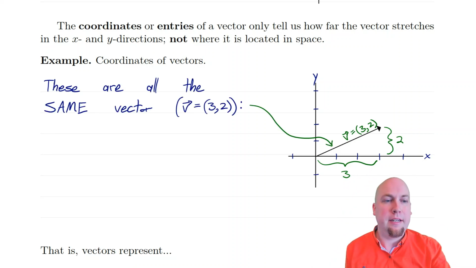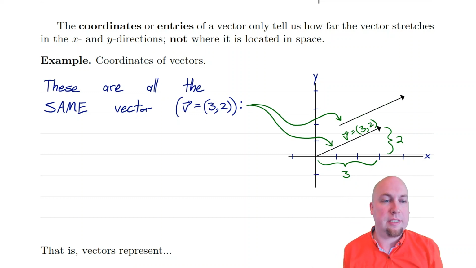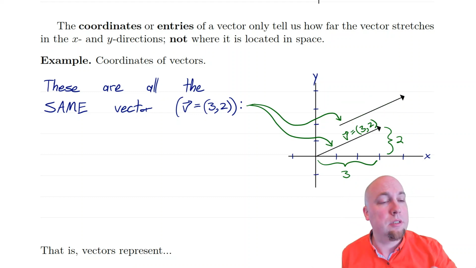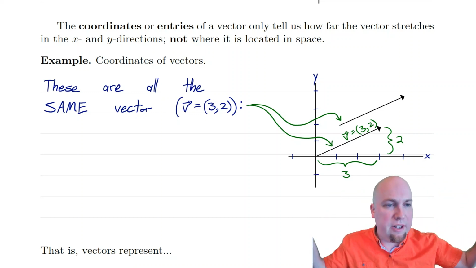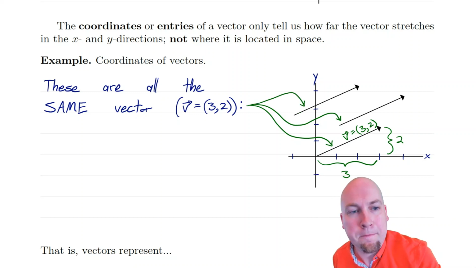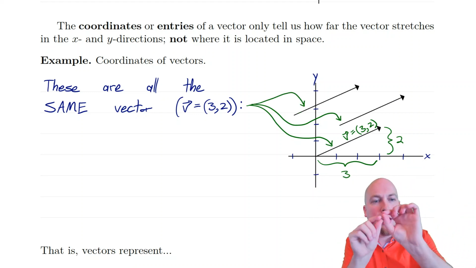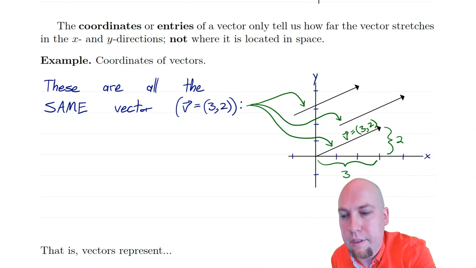In particular, this vector that I already drew is the same as this other vector up here, because this vector also points 3 units over to the right and 2 units up. It's located at a different point in space, but that has no effect on what vector it is. It's also the same as this vector and infinitely many others as well. As long as the direction and length are the same, they're the same vector.